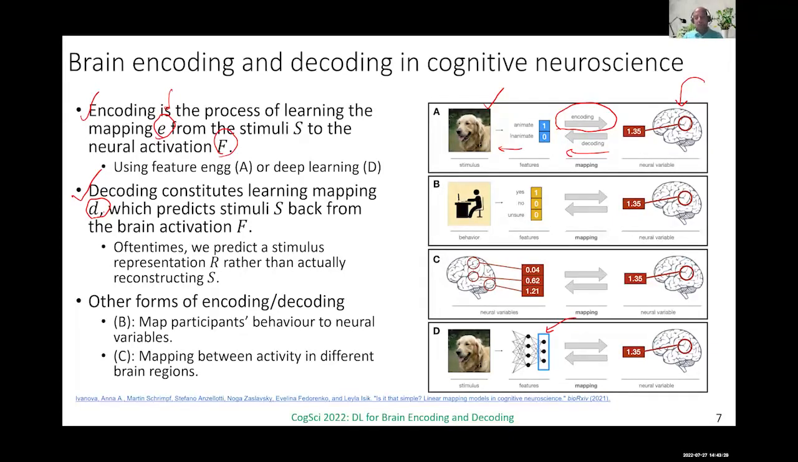Besides this, folks also try to do other kinds of encoding and decoding. For example, trying to map a particular behavior to how these voxels and their magnitudes change, that is, mapping participants' behavior to neural variables, or in other ways, mapping neural variables in one part of the brain to neural variables in another part of the brain. That's also a part of encoding and decoding. However, of course, the applications for the encoding and decoding parts are super high. So that's that.